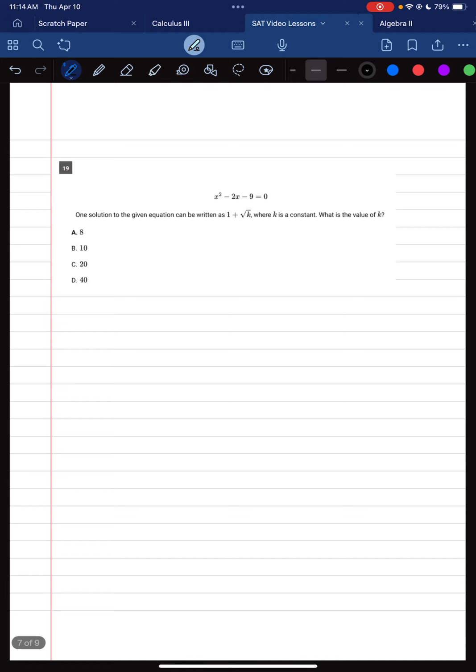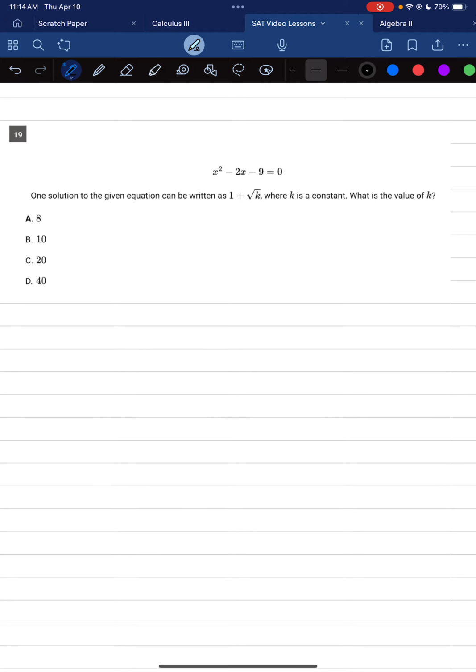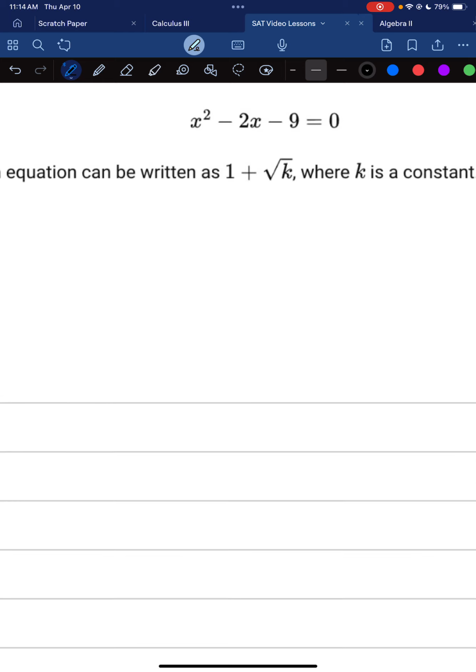Alright, let's look at the next question. It says, one solution to the given equation can be written as 1 plus root k, where k is a constant. What is the value of k? Now remember how I said that whenever you see this form, you should immediately recognize that this is the general form of a solution given by the quadratic equation.